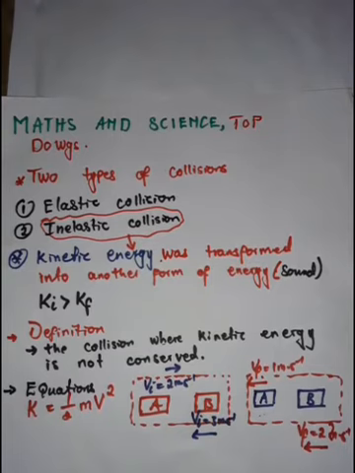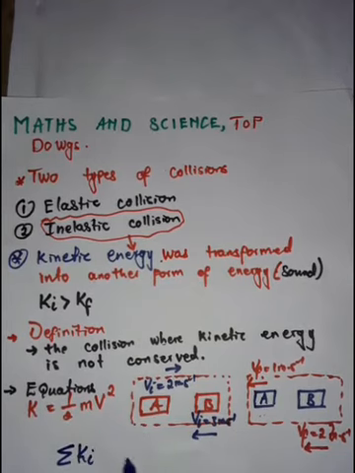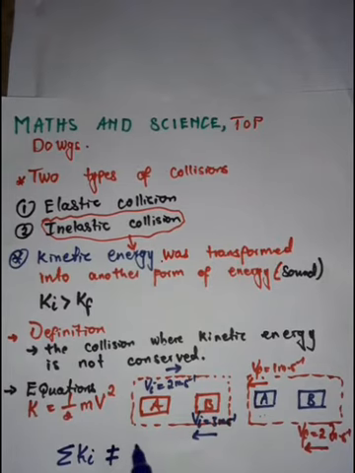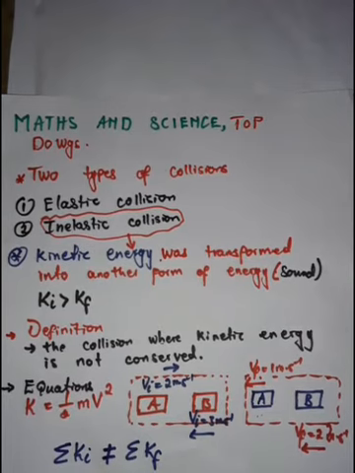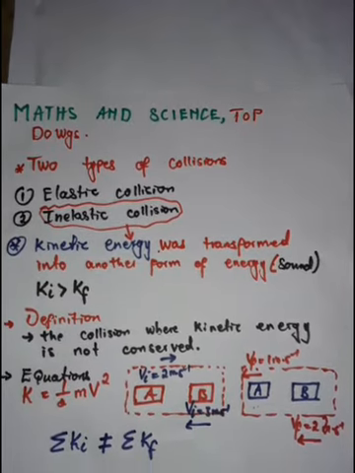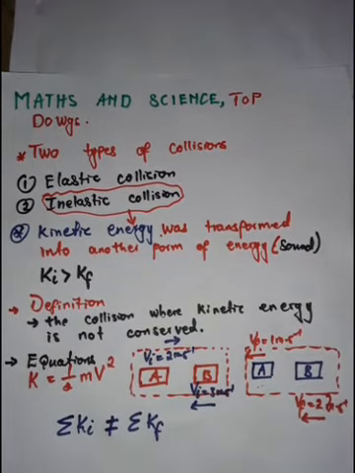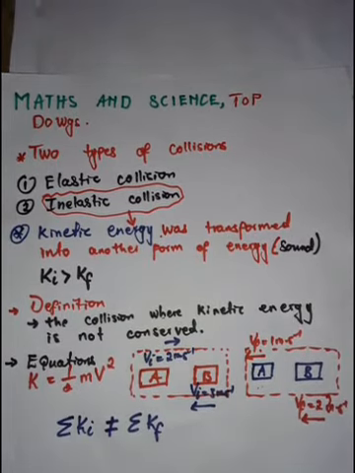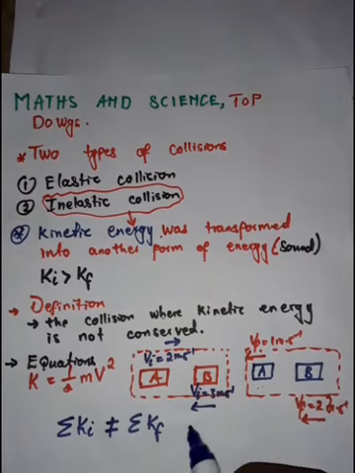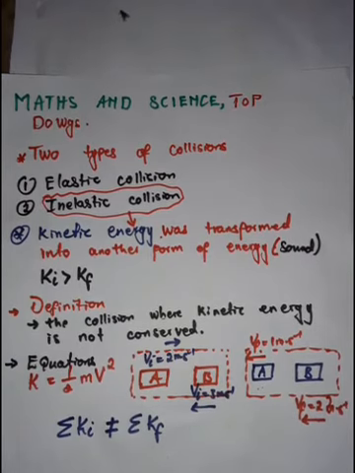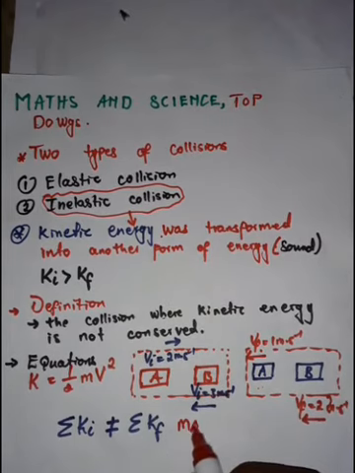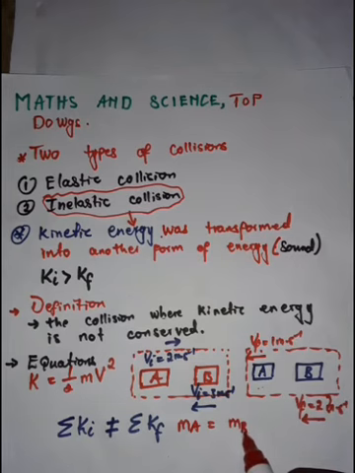Now you want to check whether the collision between these cars is elastic or inelastic. Since the kinetic energy is given by this, here we're going to say that the sum of kinetic energy initial is not equal to the sum of kinetic energy final if this is an inelastic collision. To prove that, we can calculate it. Let's say the mass of A is the same as the mass of B.